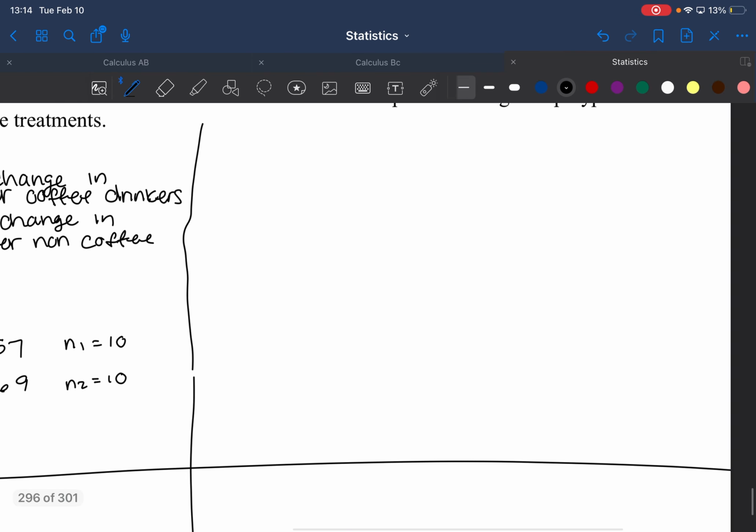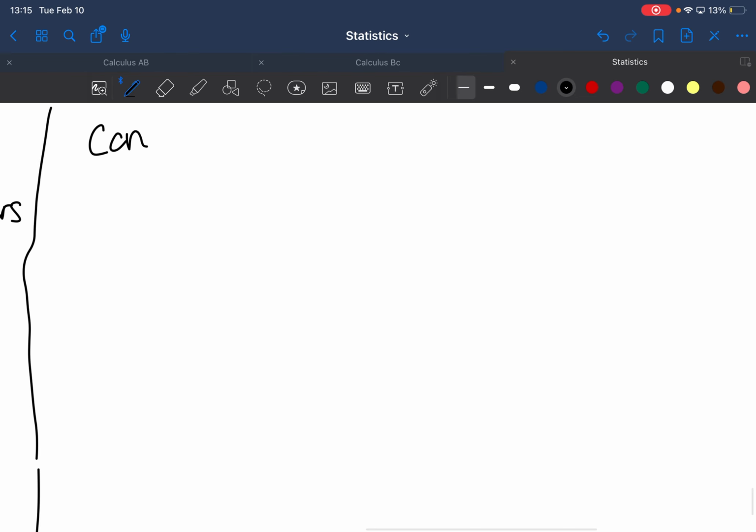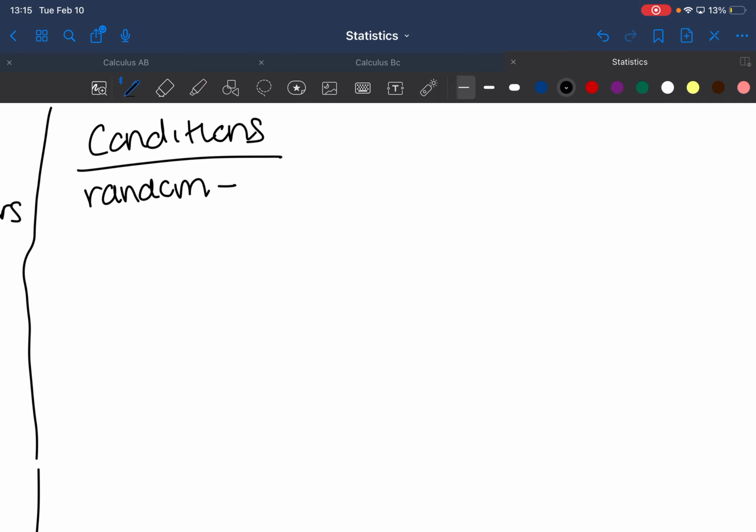So on to conditions. Are we going to do all three conditions? No, which one are we skipping? Independence, because this is an experiment. So for conditions, we're first doing random. And in the problem, we highlighted where it said assigned at random. So that's what I'm going to write, assigned at random. That's enough to prove that I have random assignment for both treatments.